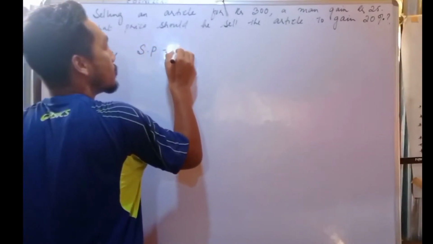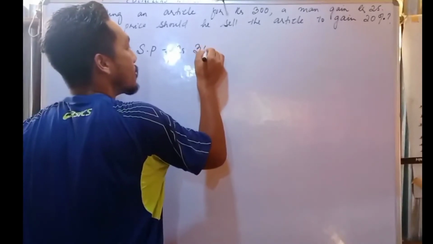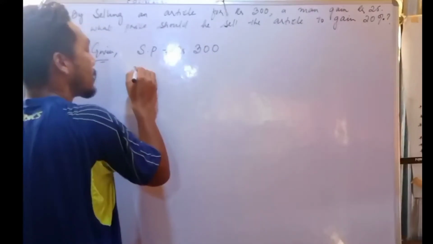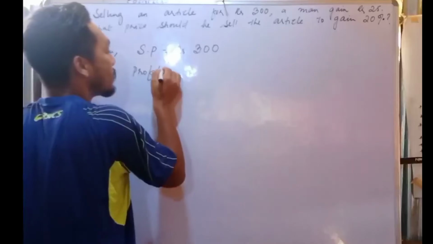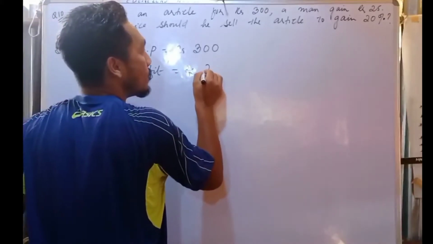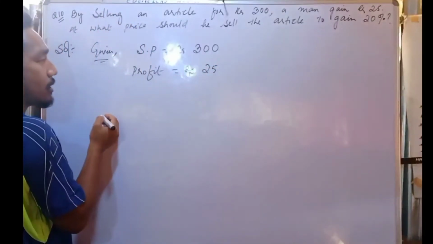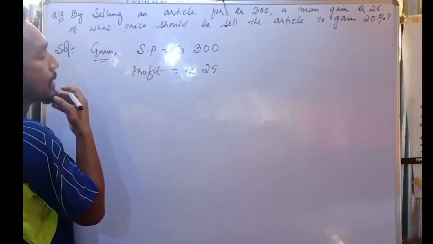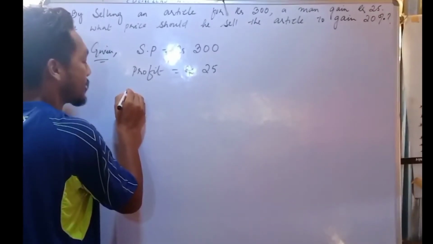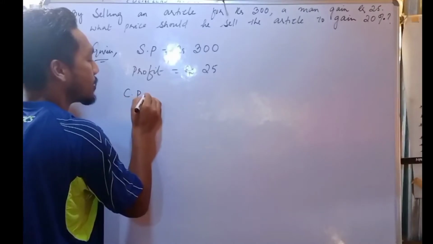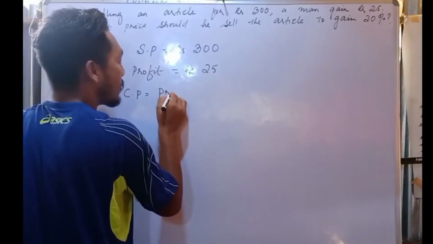SP, that is the selling price, is 300, and the profit, that is the gain, is rupees 25. Let's try to find out the CP, the cost price.